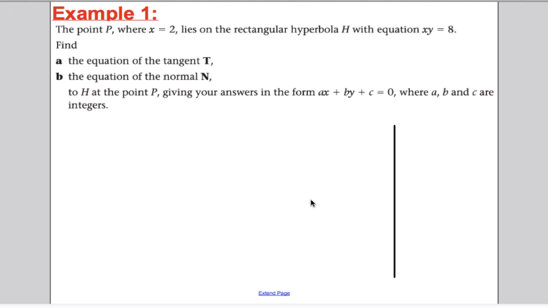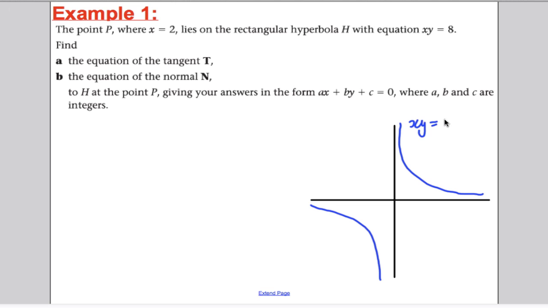So I'm going to draw my picture over here. We know a rectangular hyperbola looks something like that, and it would have equation xy is equal to 8. Now we're told that P is at the point x is equal to 2. So x is 2 is here, the point P is when x is 2. What would y be at that point, out of interest? If you substitute x is 2 in here, 2y is 8, so y must be 4. Okay, so that's the point P.